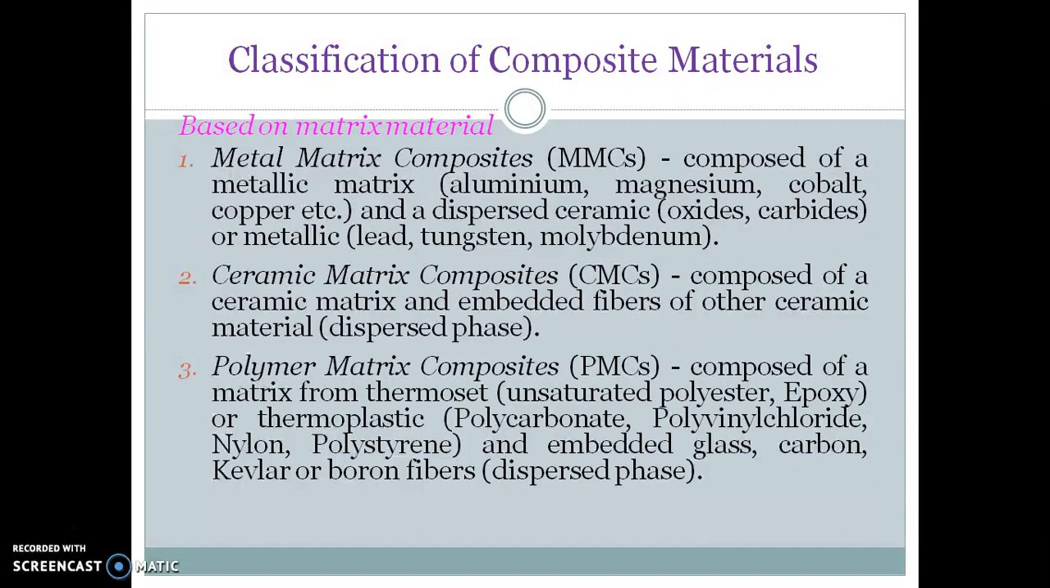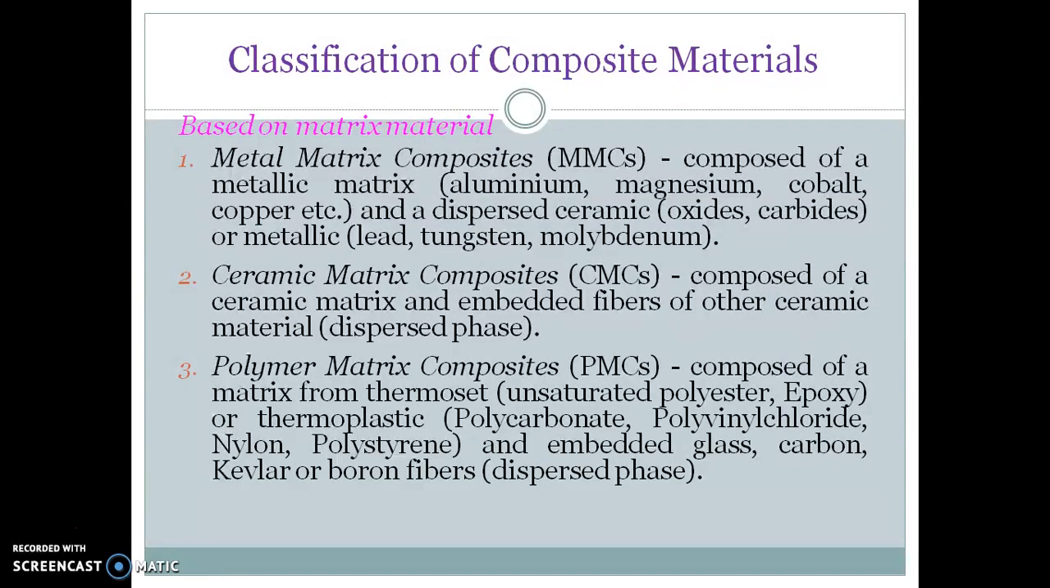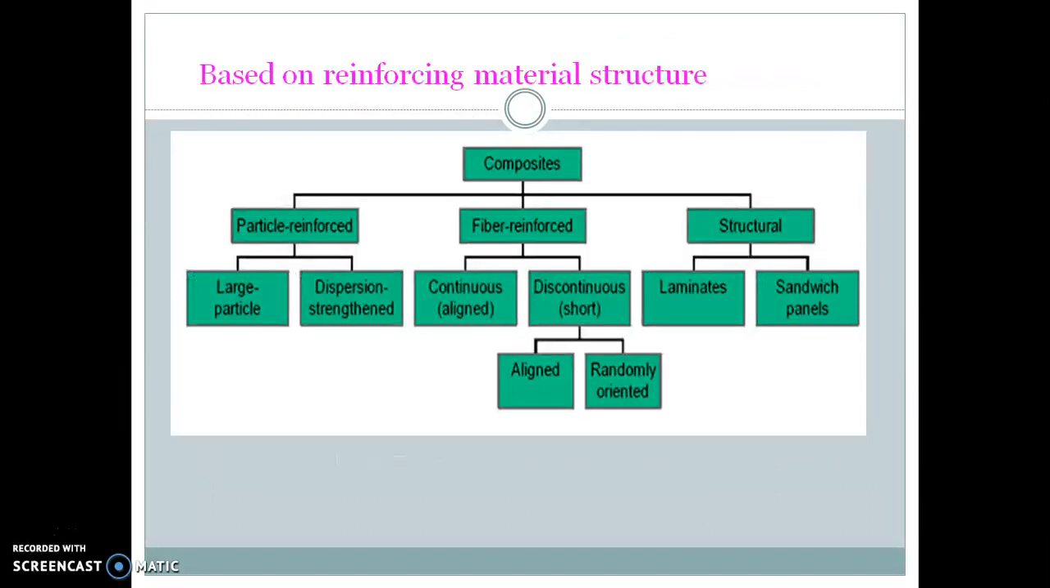Next comes ceramic matrix composites. A ceramic matrix composite is composed of a ceramic matrix and embedded fibers of another ceramic material, which is called the dispersed phase. Polymer matrix is composed of one matrix from a thermoset, that is polyester, epoxy, or a thermoplastic, etc. And it also comprises glass, carbon, Kevlar, and boron fibers.